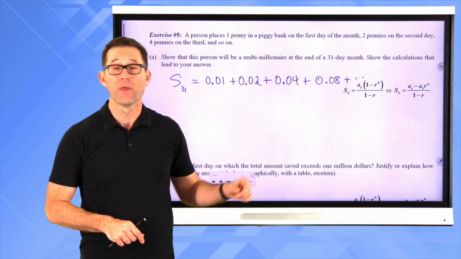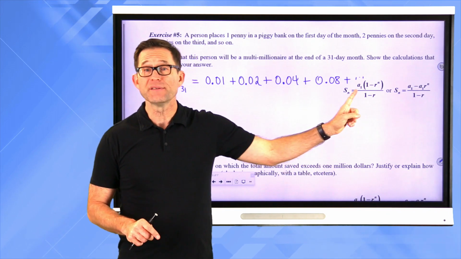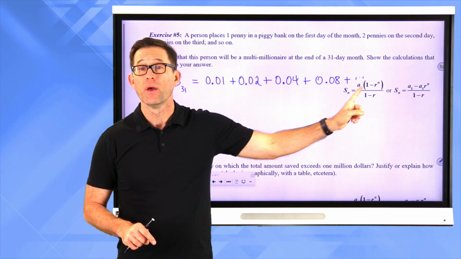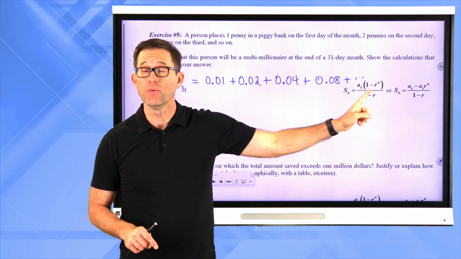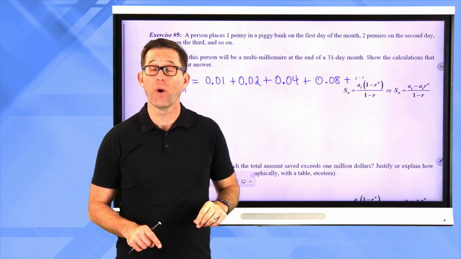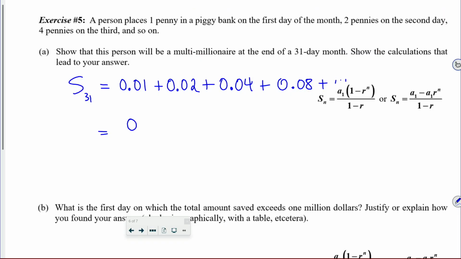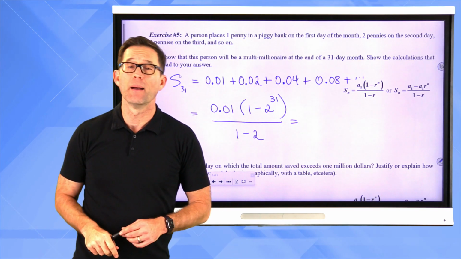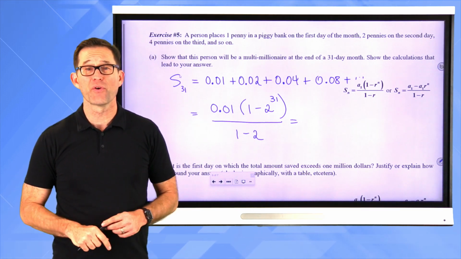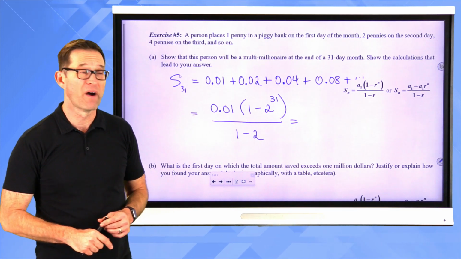Well, it's kind of cool, right? We know everything. We know that a sub 1 is 0.01. We know r is equal to 2, and we know n is equal to 31. So it's actually pretty easy. This isn't like one of those previous problems where I have to figure out what n is or what r is. I don't need to do any of that. I just need to figure out what this sum is. 0.01 times 1 minus 2 to the 31st, all divided by 1 minus 2.